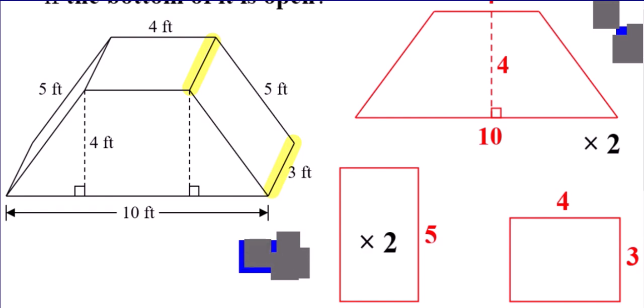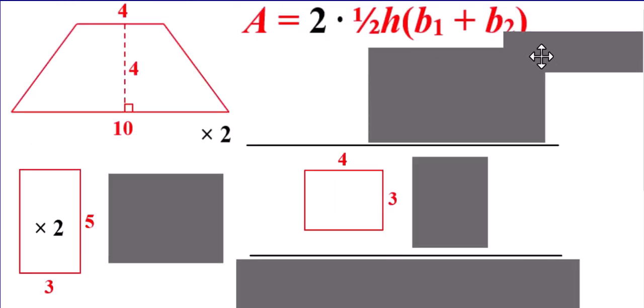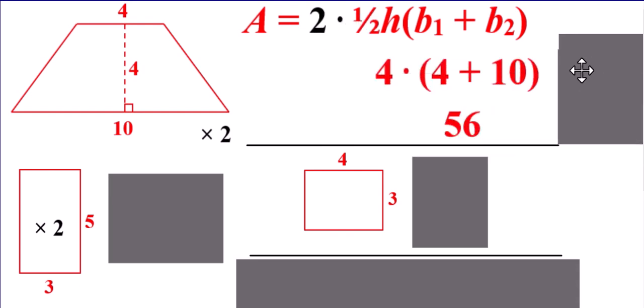All right, so for the work, area of a trapezoid is 1/2 times height times b1 plus b2 in parentheses, but there's 2 of them, and the 2 and the half cancel each other out, leaving you with just the height and the bases. 4 plus 10 is 14, times 4 is 56.